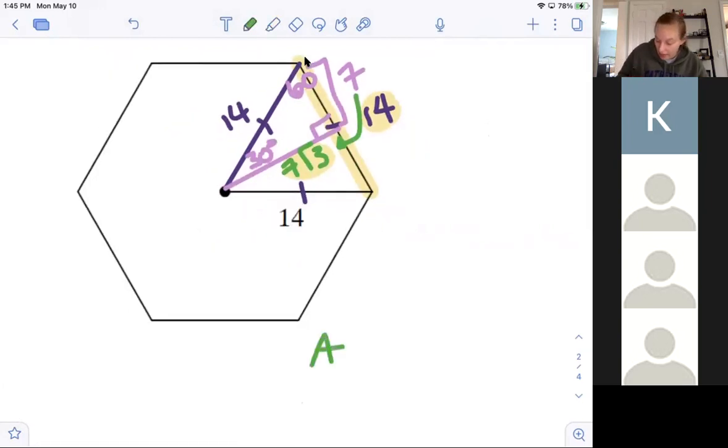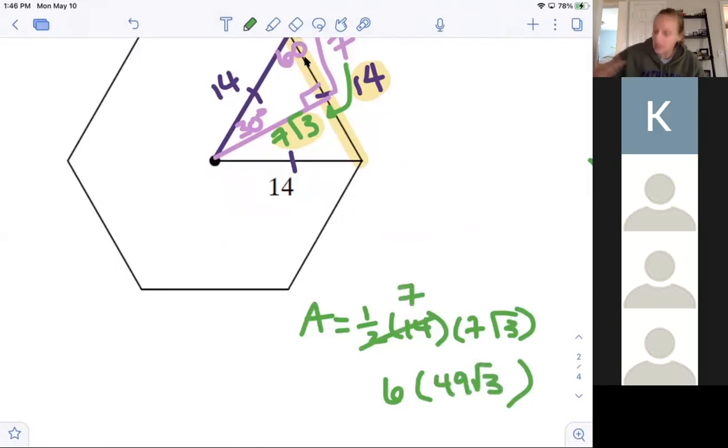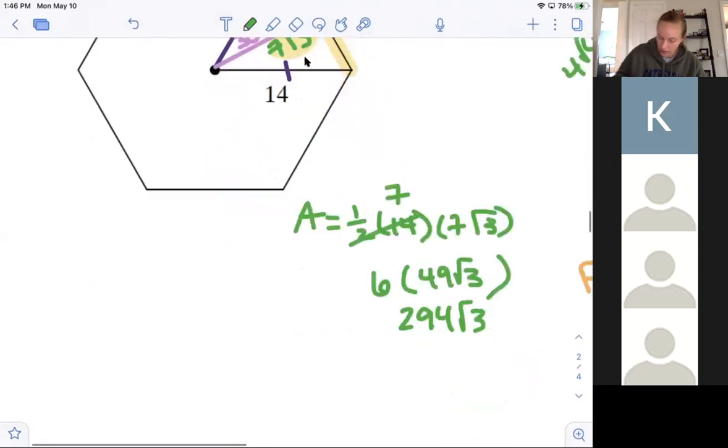So I've got area of the triangle is 1/2 base, which is 14, times 7√3. And then whatever that answer is, I'm multiplying by 6. 14 divided by 2 is 7. 7 times 7 is 49√3. And 6 times 49 is going to be 294√3.